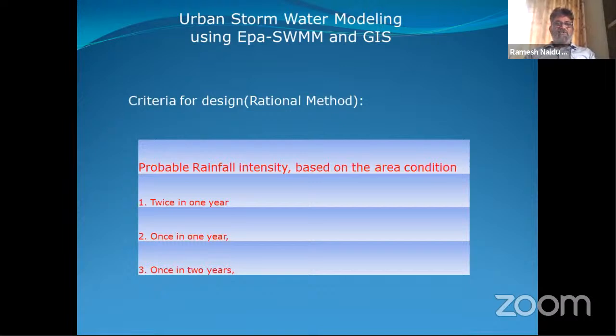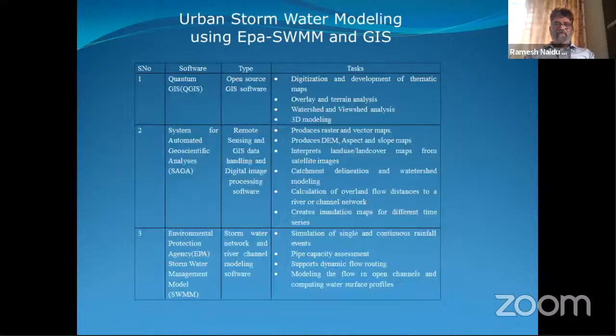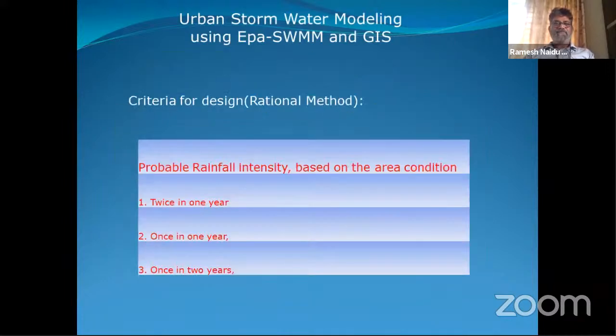Twice in 1 year, once in 1 year, or once in 2 years, maximum we take these return periods. If you take twice in 1 year, once in 1 year, or once in 2 years, it is okay, because when you want to simulate the pipe diameters, the pipes can accommodate along the road network. No? So along the road network, the diameter of the pipe must accommodate with the road network. That is one important thing.